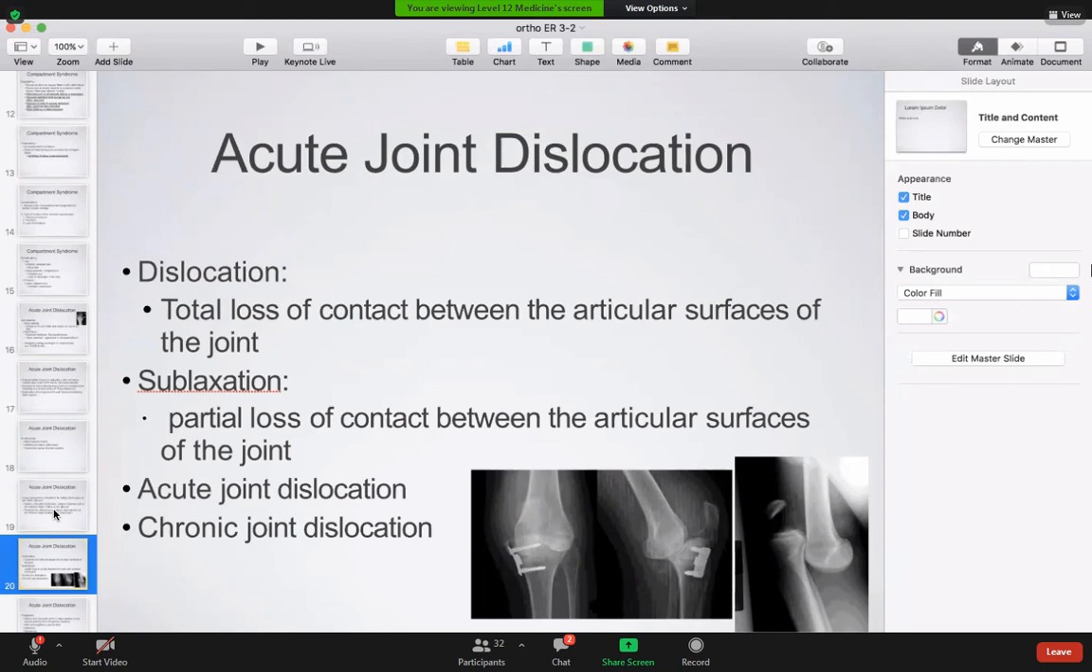And also there is acute and chronic. Acute happens immediately. Chronic happens over a long time and there are some changes. See these pictures? So this is chronic subluxation of the joint. You can see some remodeling and change in the appearance of the proximal tibia.